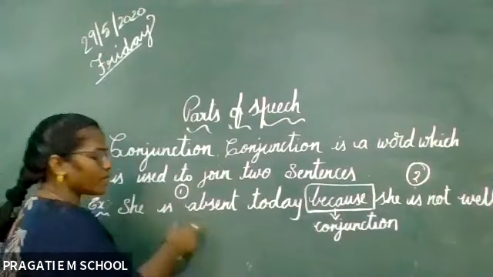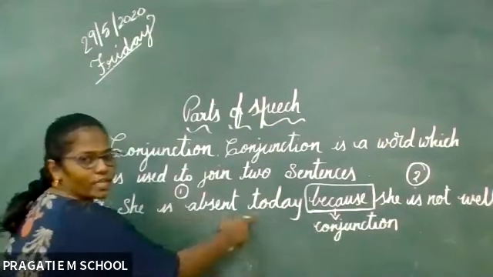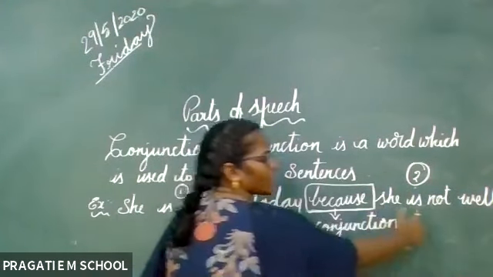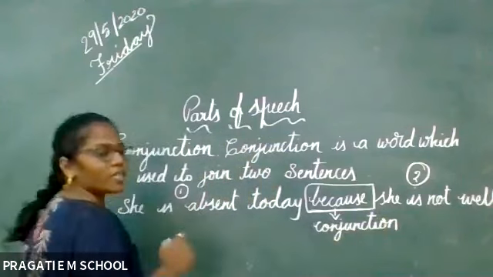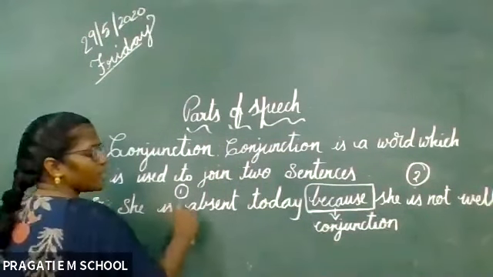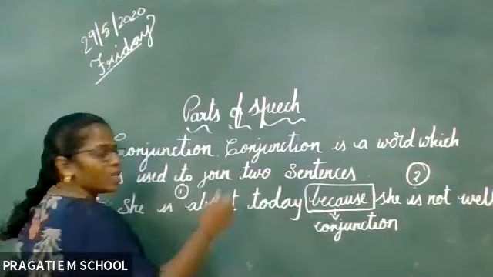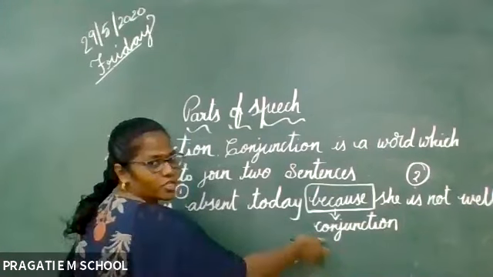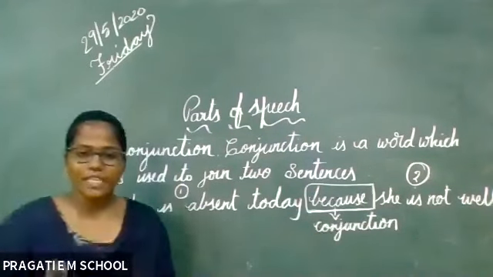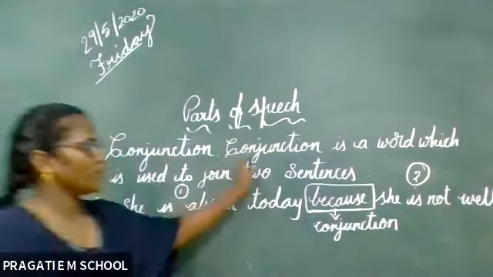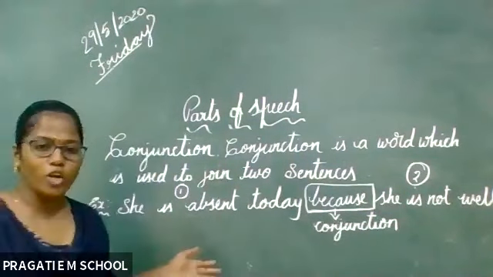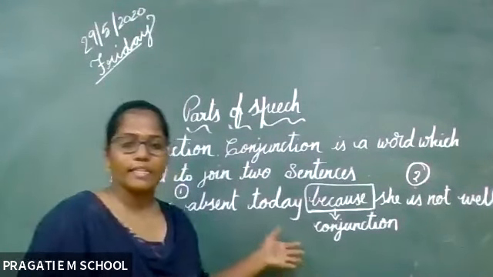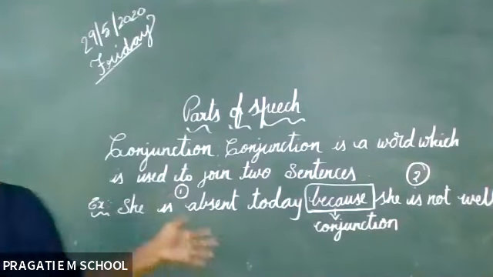What is sentence 1 here? She is absent today. What is sentence 2 here? She is not well. These two sentences are combined with the word because. So the word because is a conjunction. Conjunctions are nothing but the words which are used to join two or more sentences. Write down one more example.